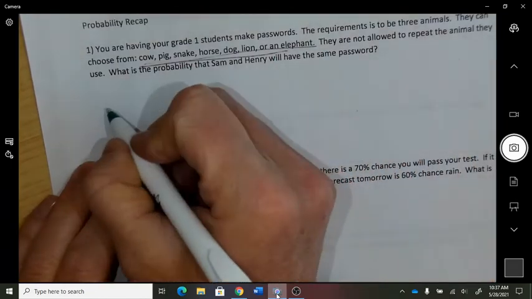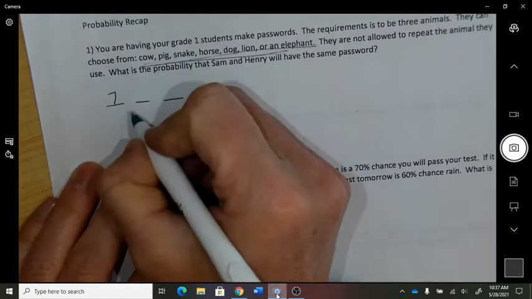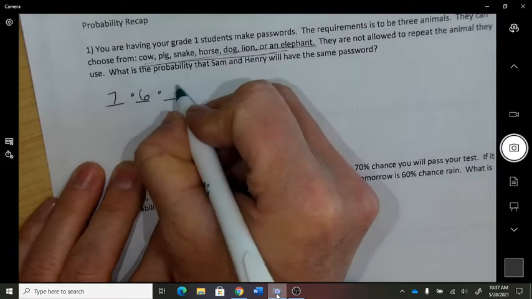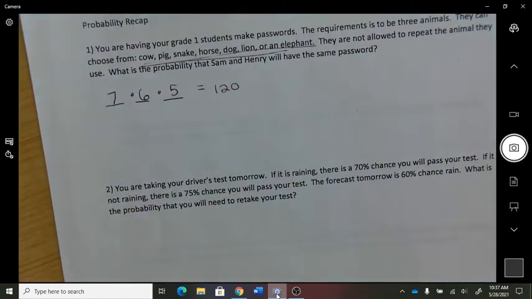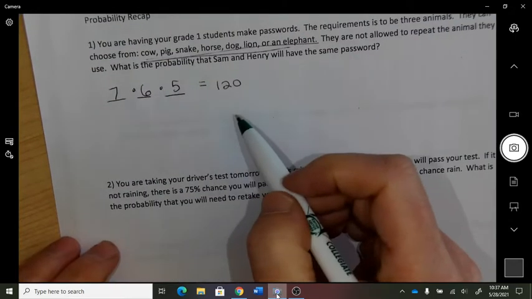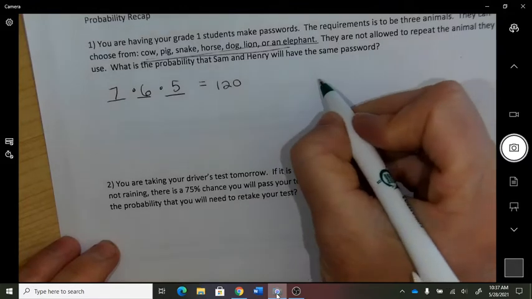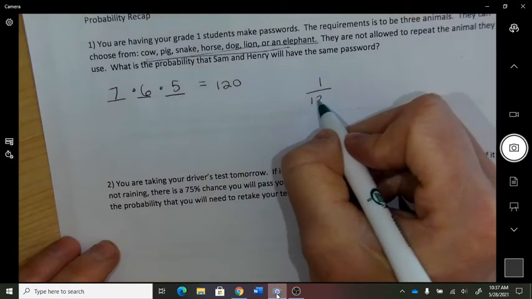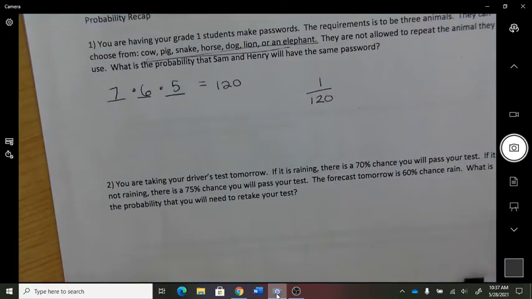So when they make the passwords, there's going to be 7 possible animals, 6 they could choose from, and then 5. And that multiplies to 120. So what's the probability that Sam and Henry will have the same password? 1 out of 120. That they're going to have that exact same password.